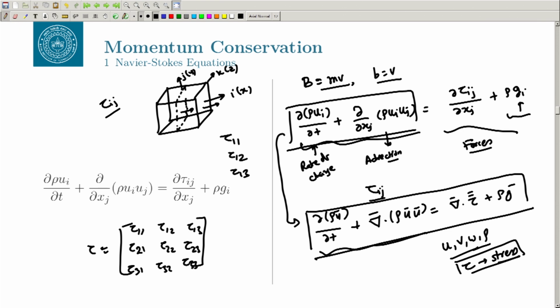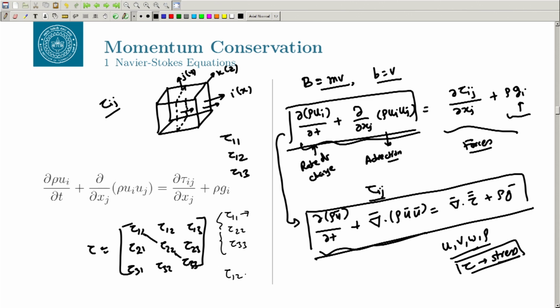Now you can see that there are some quantities in the diagonal, which is tau 1 1, tau 2 2 and tau 3 3. These are basically the stresses in which the force is acting in the same direction in which the element is present, right. So, these are basically the normal stresses, or the linear stresses, right.